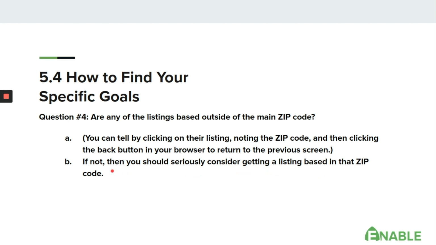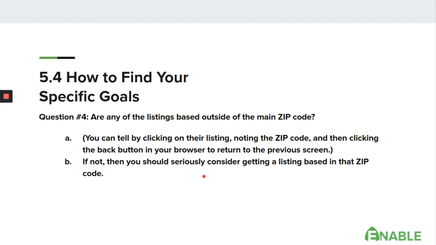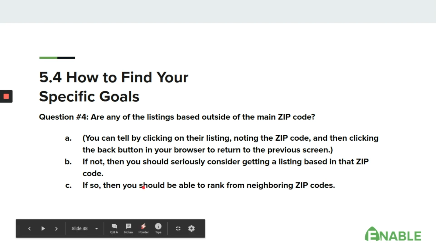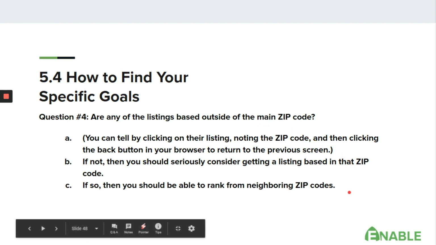If none of them are based outside of the zip code that we're searching in, that means there's a lot of very local competition, and Google's going to emphasize the more local competition. So you should consider getting a listing based in that zip code if you can. If you can't, or it's not practical for whatever reason, it's not the end of the world, but it does make a significant difference. Now, if there are listings that are showing up in the local pack but are based outside of the zip code you were searching in, that's maybe a sign that the competition isn't as fierce and you can get away with a listing that's based further away.